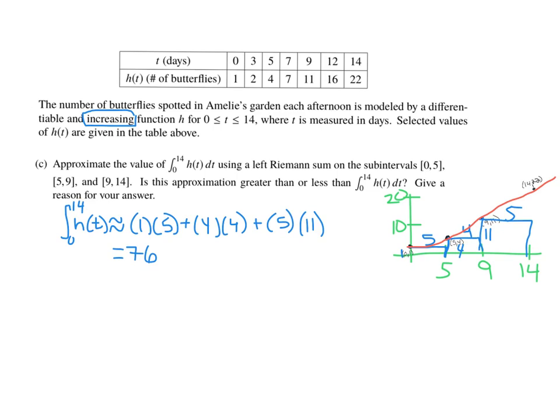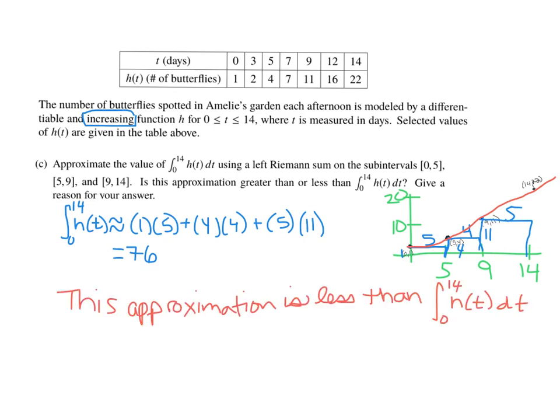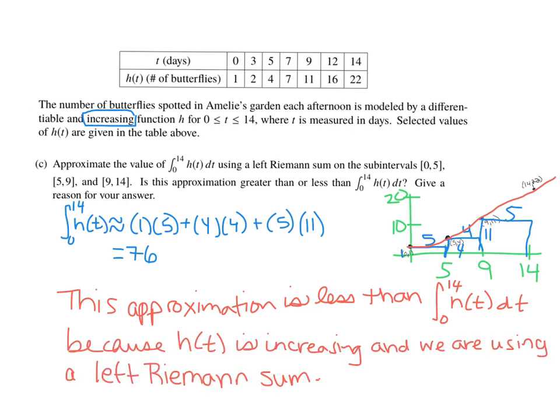estimate that you gave is an under approximation. It's an underestimate. So that means that it's going to be less than the actual integral. And the reason for that, you don't need to overthink it, is just because you're using a left Riemann sum and the function is increasing.